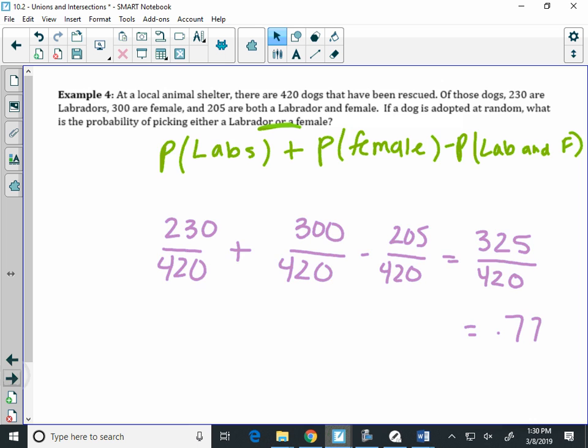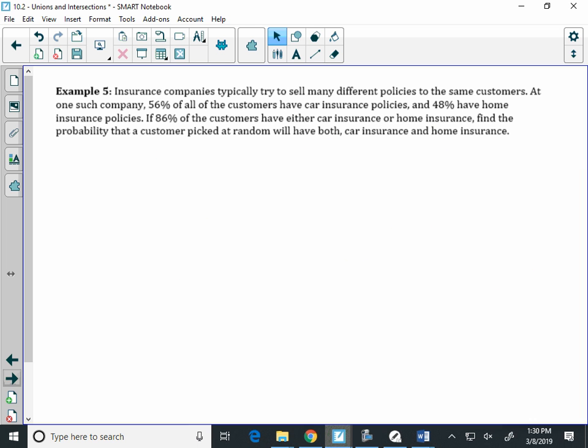So, for the next example, it says an insurance company typically tries to sell many different policies to the customers. At one such company, 56% of all of the customers have car insurance policies, and 48% have home insurance policies. So 86% of the customers have either car or home insurance. Find the probability that a customer picked at random will have both car and home insurance.